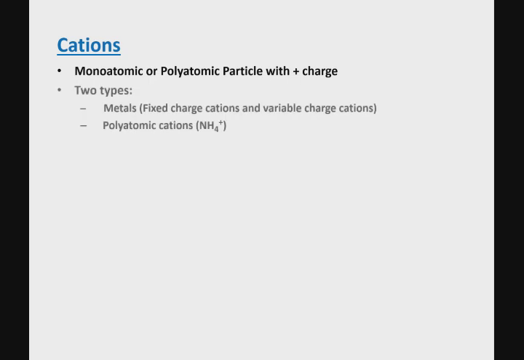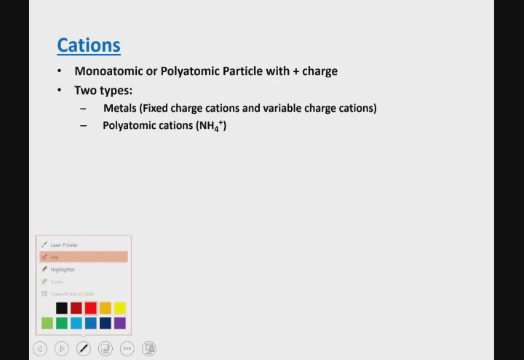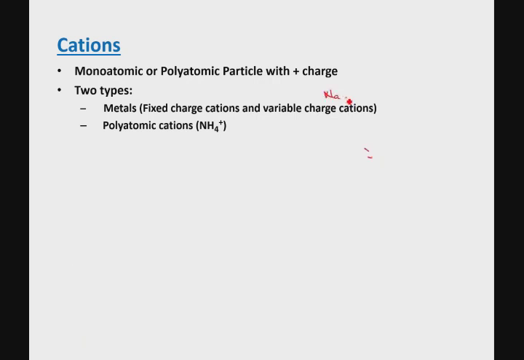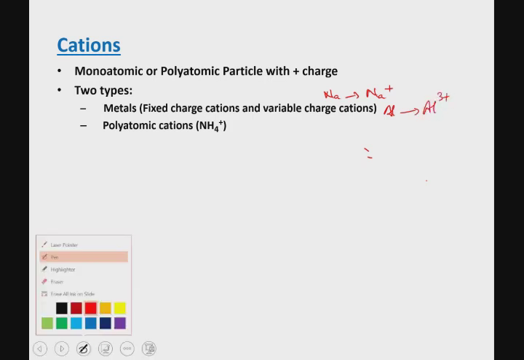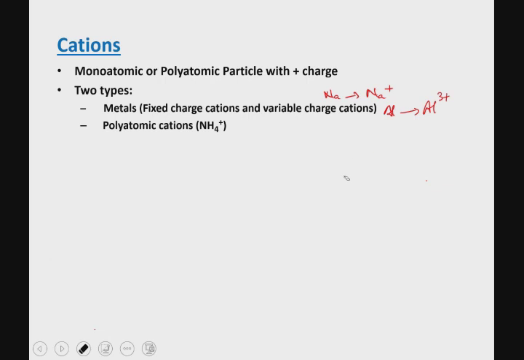Now before we get into the naming, let's remember what is a cation. A cation is a particle that has a positive charge, and a cation can either be a monoatomic cation or a polyatomic cation. Monoatomic cations are those that come from metal atoms. For example, a sodium atom can make a sodium ion cation with a positive charge, or an aluminum atom, which is again a metal, can make an aluminum cation, and both of these are monoatomic because one atom is needed to make each of those cations.